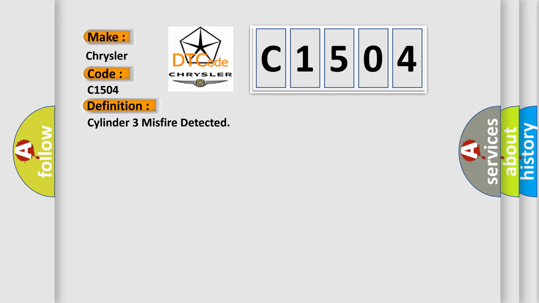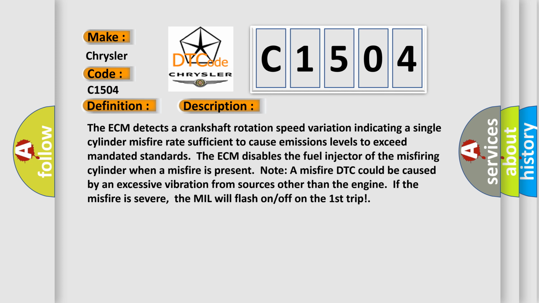And now this is a short description of this DTC code. The ECM detects a crankshaft rotation speed variation indicating a single-cylinder misfire rate sufficient to cause emissions levels to exceed mandated standards. The ECM disables the fuel injector of the misfiring cylinder when a misfire is present. Note: a misfire DTC could be caused by excessive vibration from sources other than the engine. If the misfire is severe, the MIL will flash on/off on the first trip.